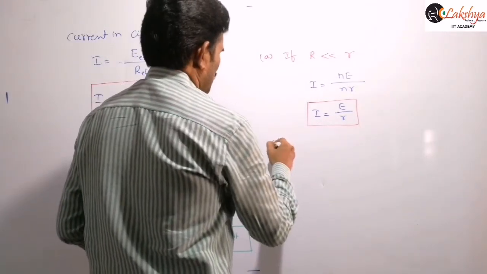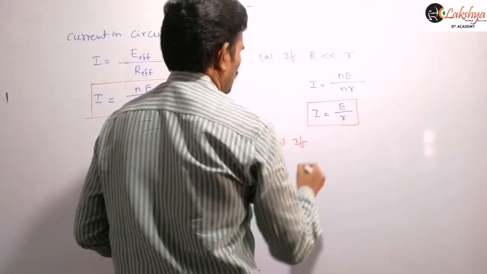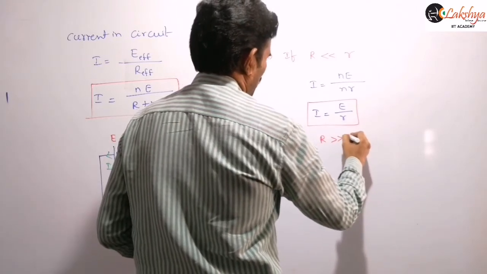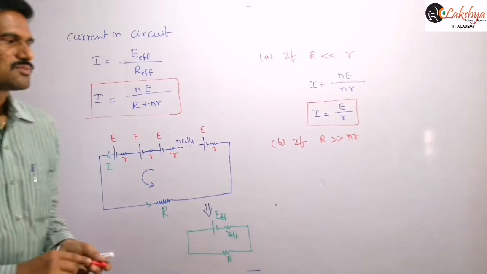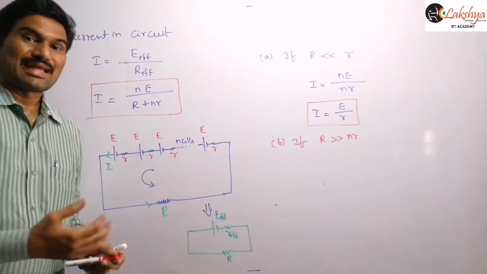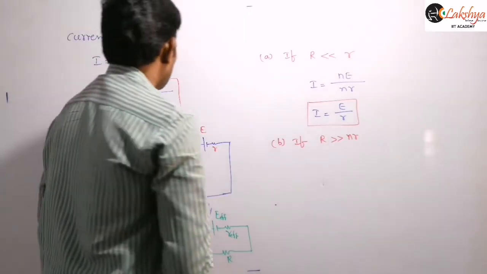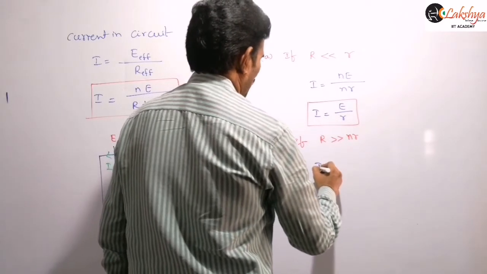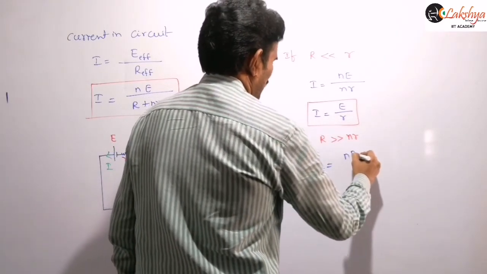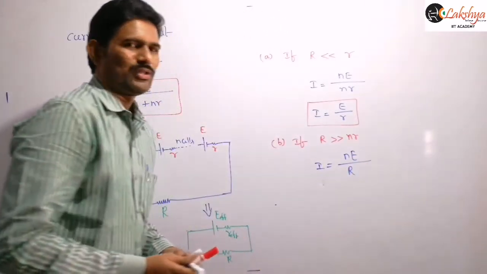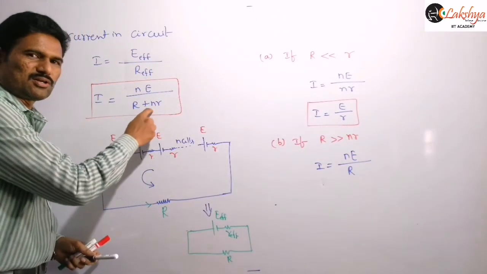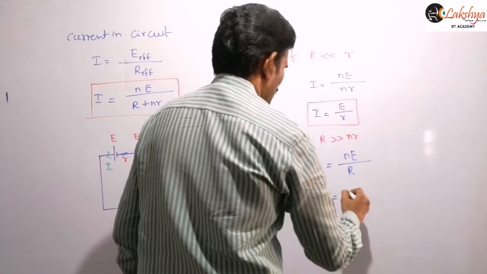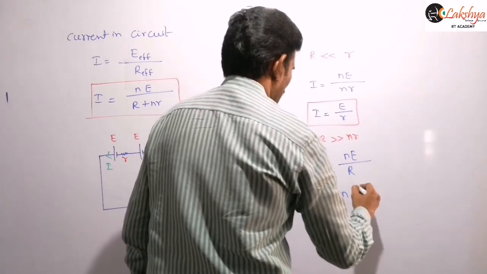So the next case, let us write like, if R is very much greater than nr. So that means the external resistance value is very large. Then again take this current expression here. From this current expression I can write I is equal to nE by R. Now this nr term is negligible, n into small r is negligible because that value is very small when compared to R. Therefore from this what we can write is n times E by R.